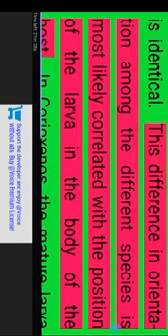This difference in orientation among the different species is most likely correlated with the position of the larva in the body of the host. In Coreoxenos, the mature larva lies with its venter against the body wall of the host, and in effecting emergence the cephalothorax is curved ventrally so that when the process is complete the body is U-shaped, the dorsum being outward with respect to the host body.